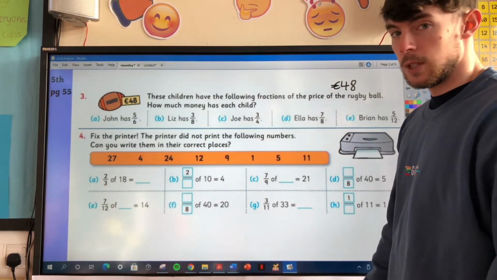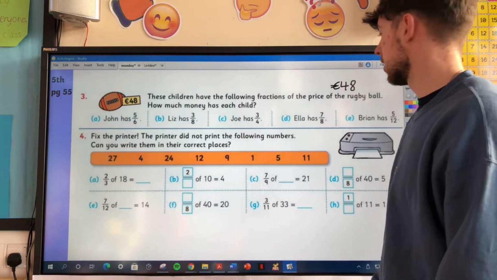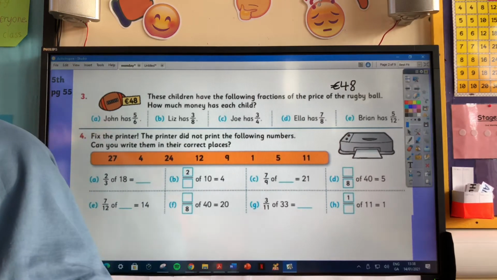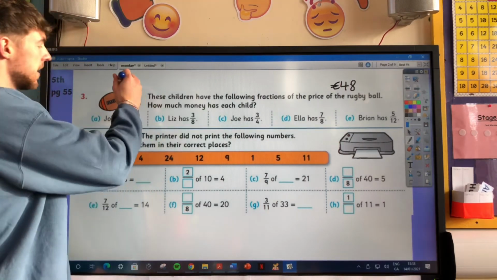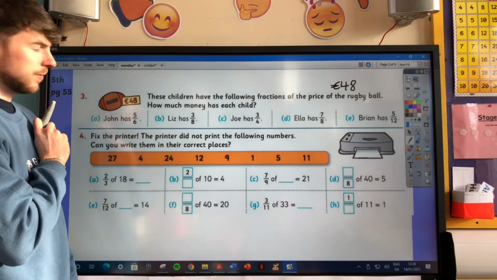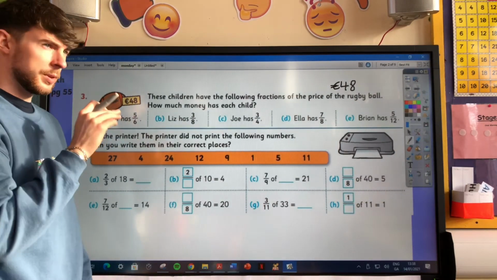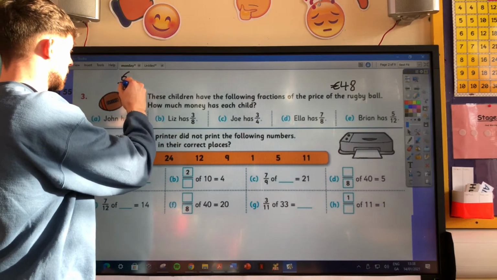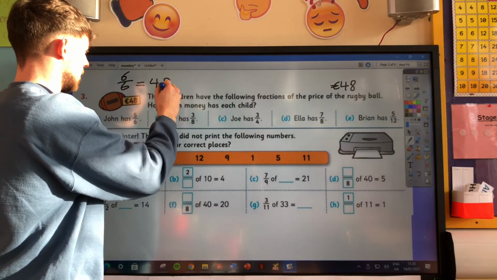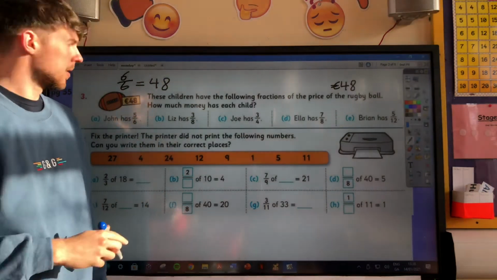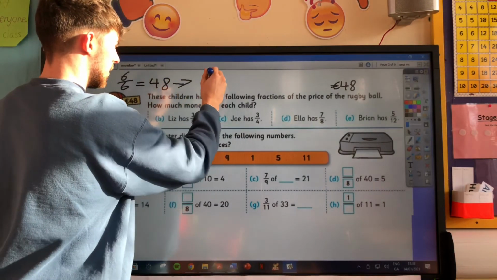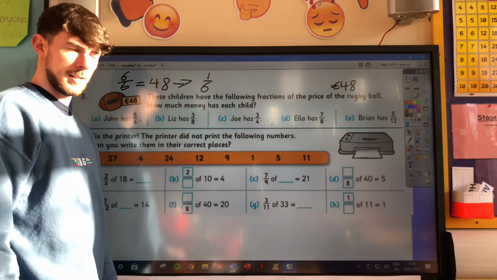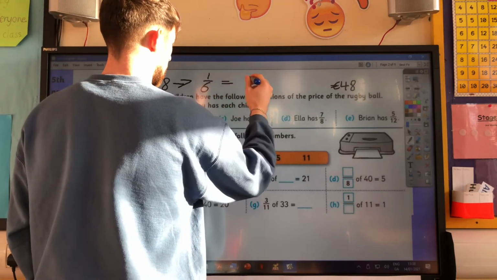So the first thing we have to do is find the whole number. For each of them, for John, for example, John is A. What fraction of it does he have? He has 5/6. So we know that we're going to have to break it down into 1/6. We know 6/6 is equal to 48. So what's 1/6? That would be 48 divided by 6, which is 8.